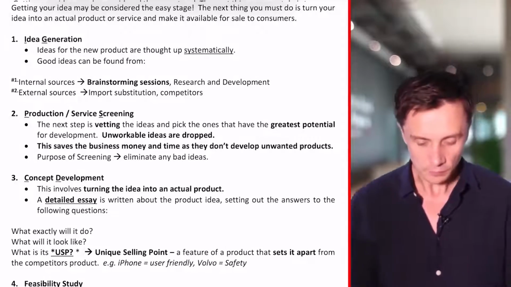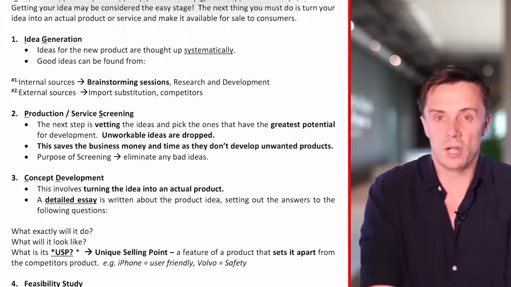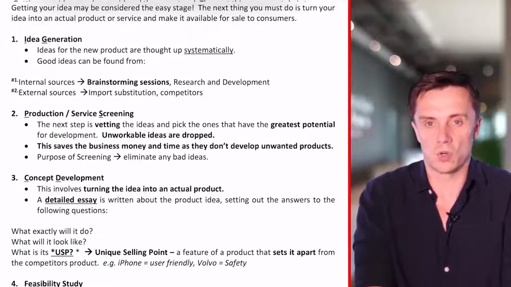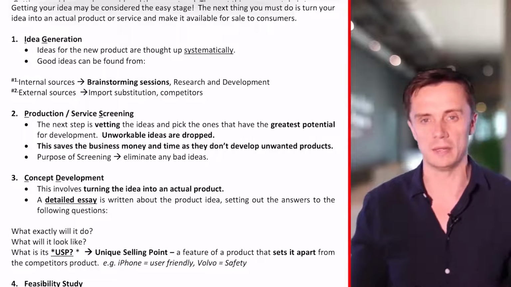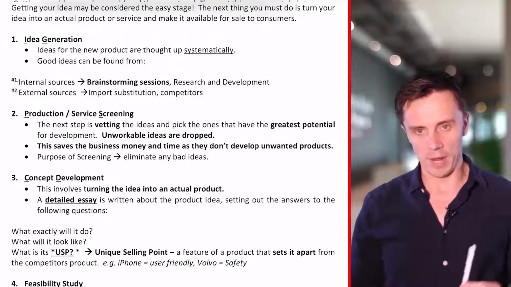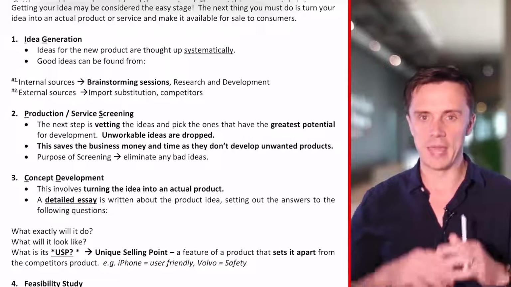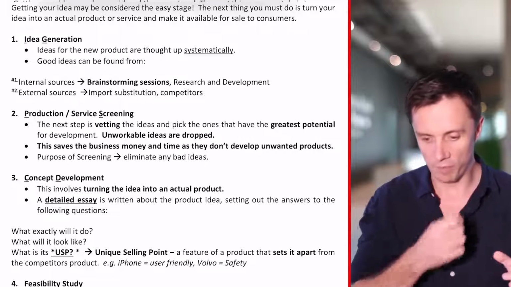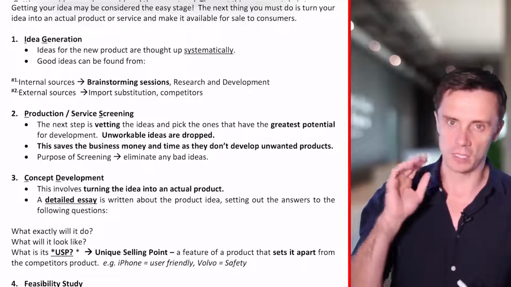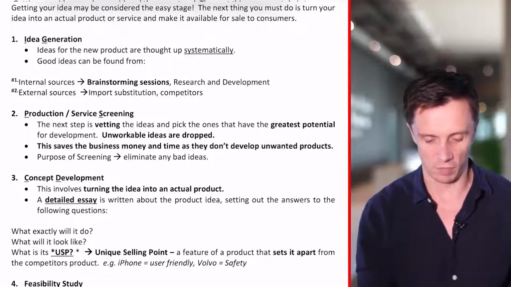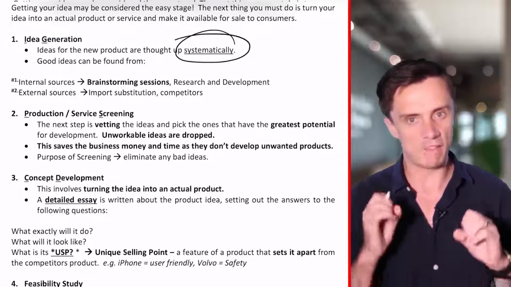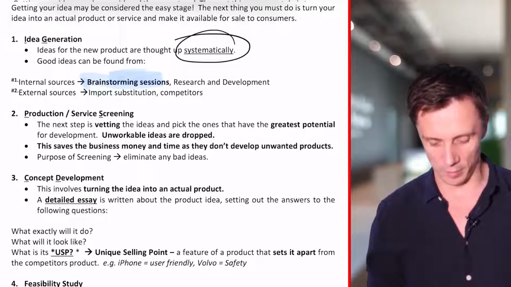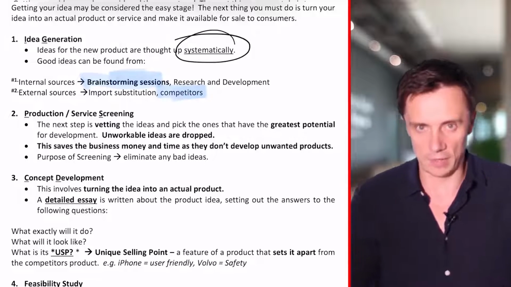Idea generation. So ideas are thought up systematically, and again, just circle back to internal and external sources for the business. Internal sources can be anything like a brainstorming session or research and development, and then the external sources could be import substitution or copying a successful idea from their competitors. Brilliant. So that's idea generation checked off. Ideas are thought up systematically, then fire down any internal and external sources, and you'll be grand for that, okay? So you fire down brainstorming, copying ideas from your competitors, and you'll be fine there.